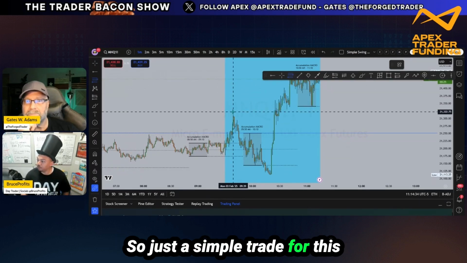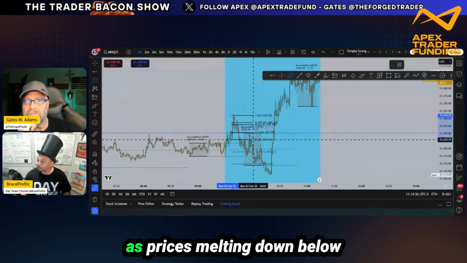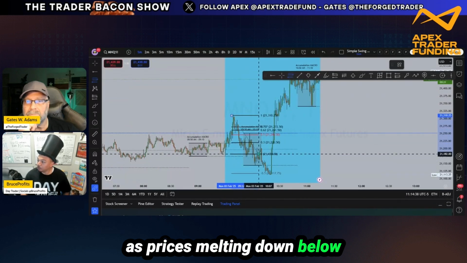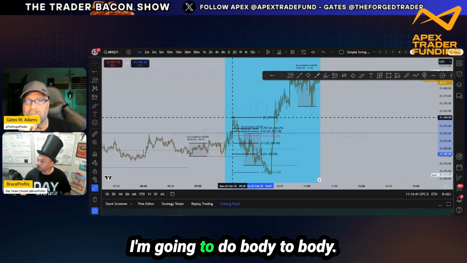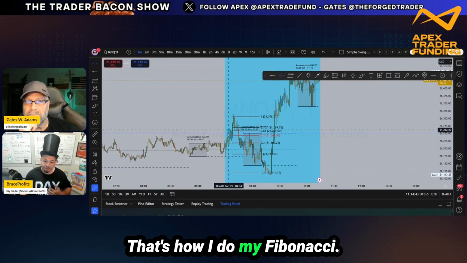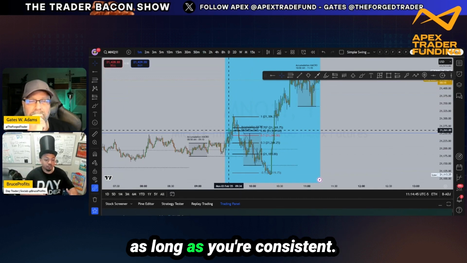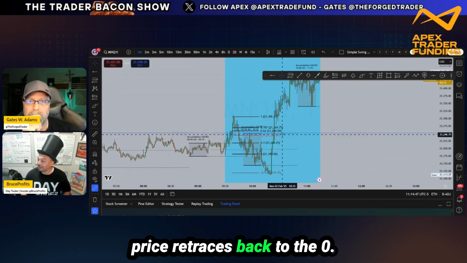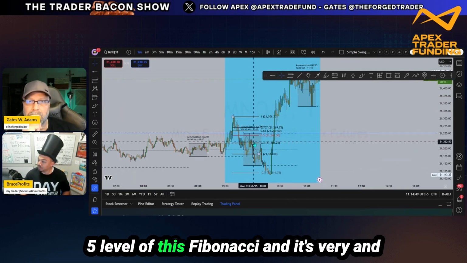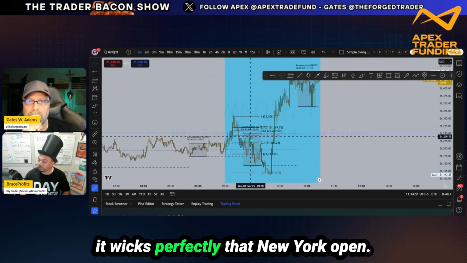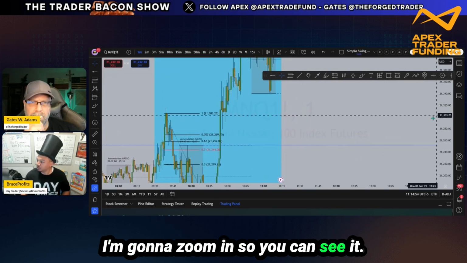So just a simple trade for this morning could have been, all right, as price is melting down below that higher time frame level, I'm going to do body to body. That's how I do my Fibonacci. Everyone can do them differently as long as you're consistent. Price retraces back to the 0.5 level of this Fibonacci, and it wicks perfectly that New York open. I'm going to zoom in so you can see it.